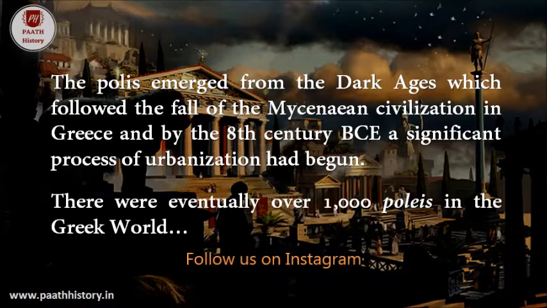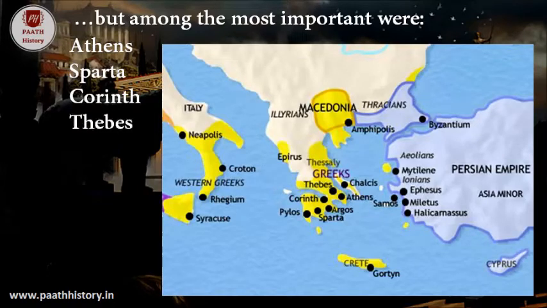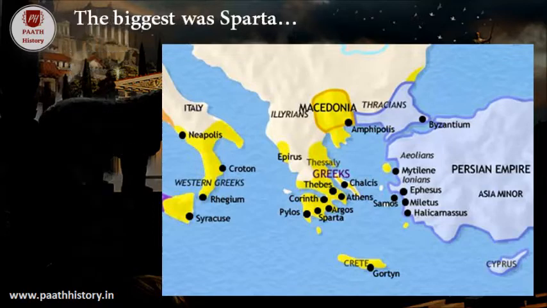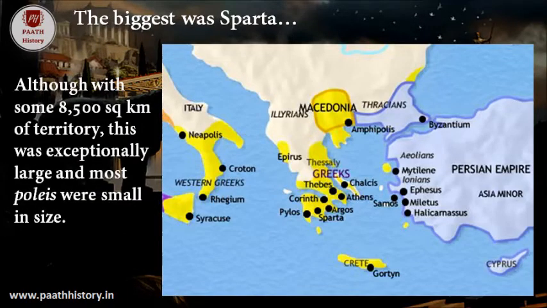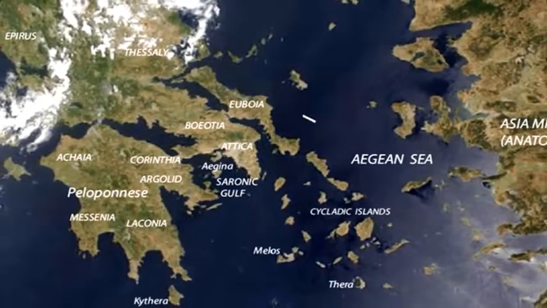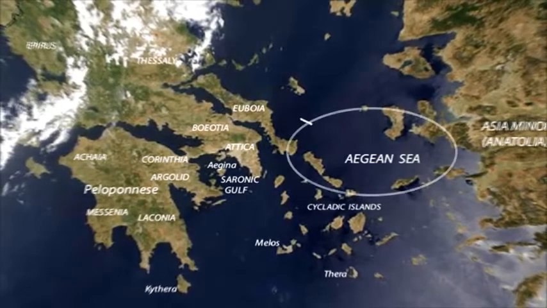There were eventually over 1,000 polis in the Greek world, but among the most important were Athens, Sparta, Corinth, Thebes, Syracuse, Aegina, Rhodes, Argos, Eretria, and Elis. The biggest was Sparta, with some 8,500 square kilometers of territory. This was exceptionally large, and most polis were small in size. However, some polis possessed significant naval fleets, which also allowed them to control wide areas of territory across the Aegean.